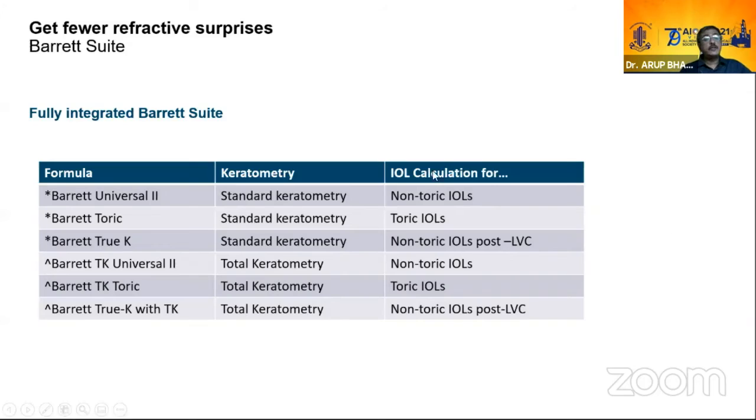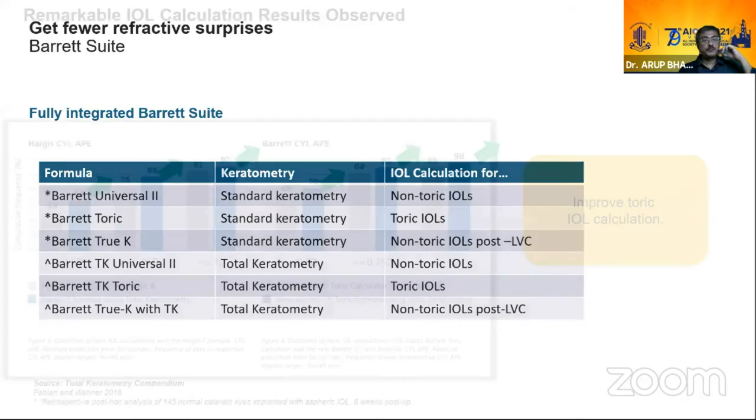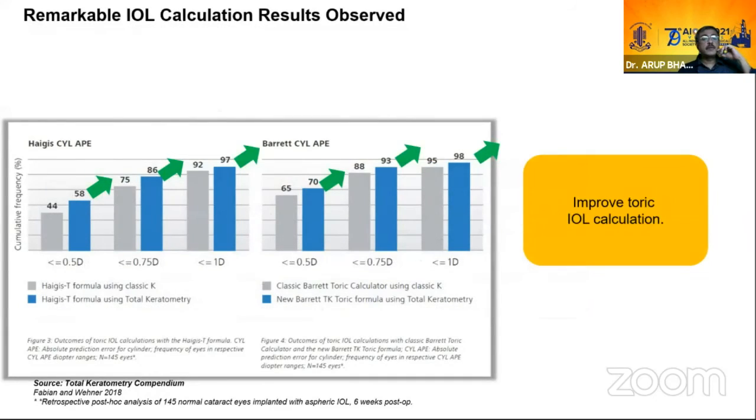It has a Barrett suite, all kinds of Barretts except Barrett RX. Barrett RX is actually not a formula; it is a planner. Apart from the Barrett RX, it gives all kinds of Barrett formulas, and Barrett TK Universal 2, Barrett TK Toric, and Barrett 2K with TK are not available in any other machine. Now let us see the result of the TK.